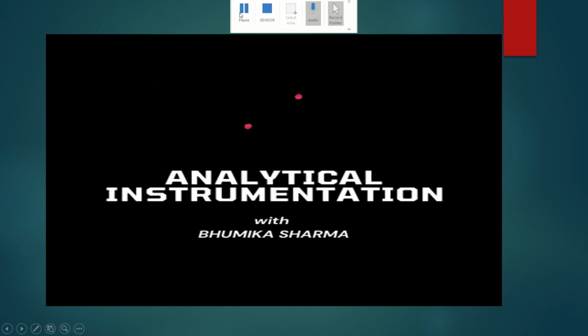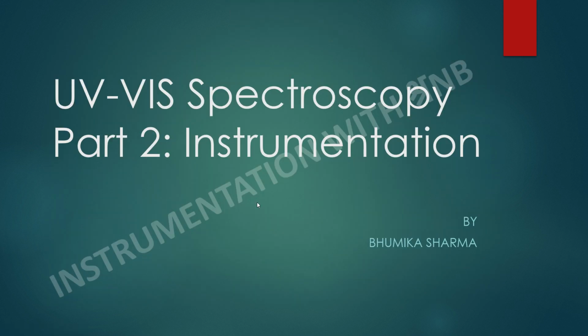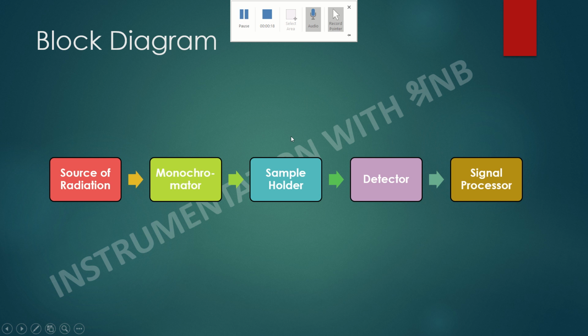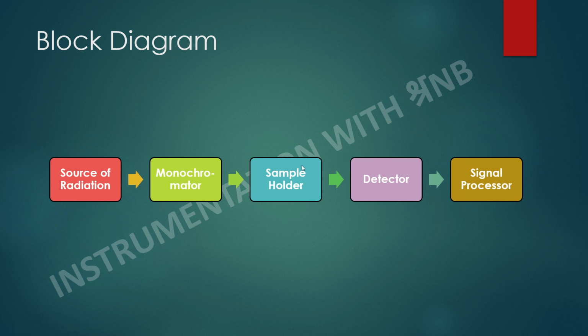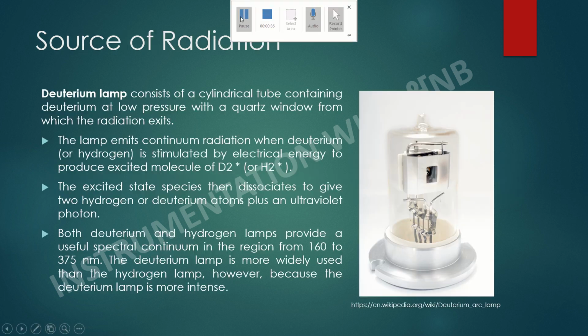Today's topic is UV Visible Spectroscopy, Part 2, Instrumentation. The basic components of a UV visible spectrometer are source of radiation, monochromator, sample holder, detector, and signal processor. We'll discuss each one of them separately. We'll start with source of radiation.